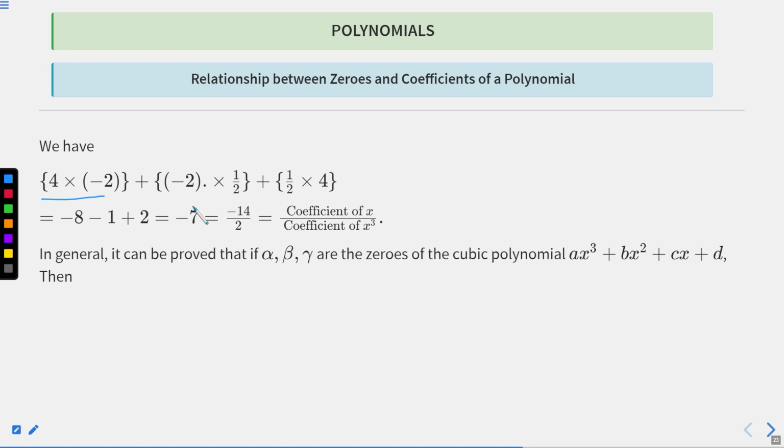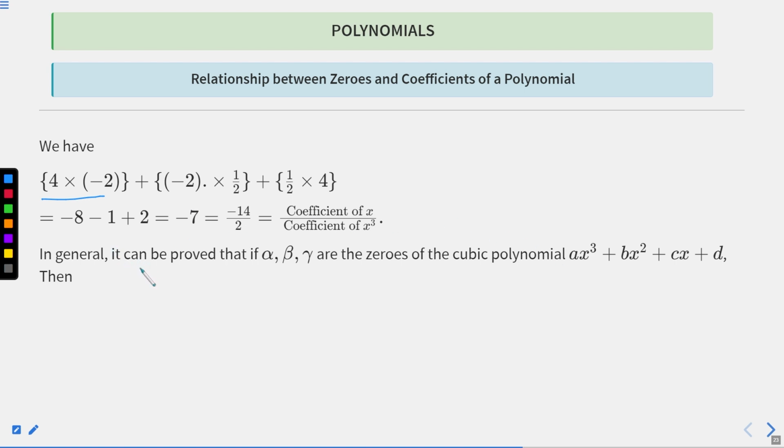Okay, and this can be written as minus 14 by 2, and this is equal to coefficient of x divided by coefficient of x cube. So you can see in the given cubic polynomial, minus 14 is basically the coefficient of x and 2 is basically the coefficient of x cube. So here we get this relationship: the sum of the products of the zeros taken 2 at a time is equal to coefficient of x divided by coefficient of x cube.